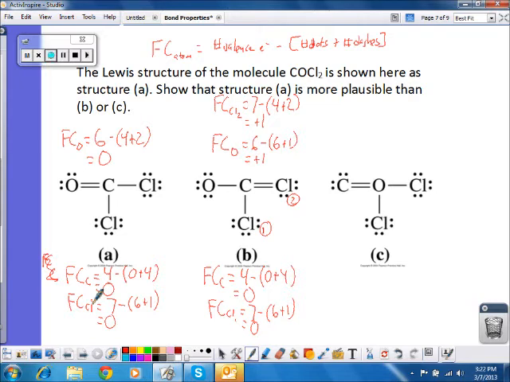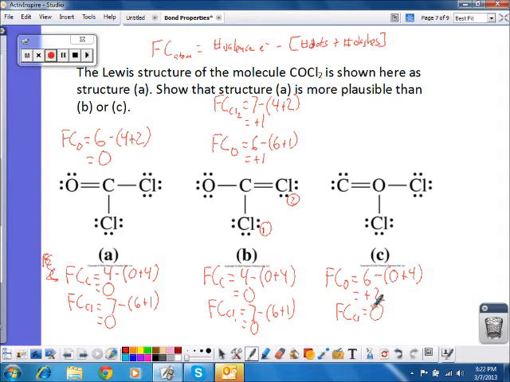Now let's look at this last structure. Now you'll notice that the oxygen is in the middle now instead of the chlorine. So let's do this calculation. The formal charge of oxygen is 6 minus number of dots, which is 0, number of dashes is 4. So that has a formal charge of plus 2. The chlorines are identical, and their formal charge is 0 because they look just like the first one. So I'm just going to say that's 0.